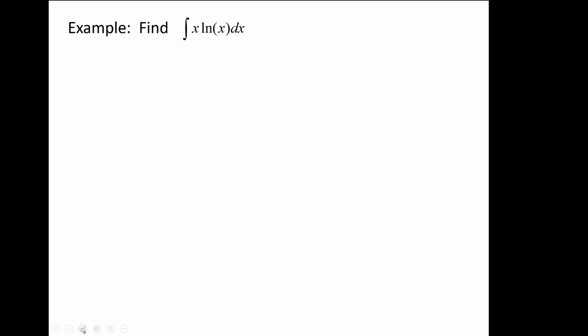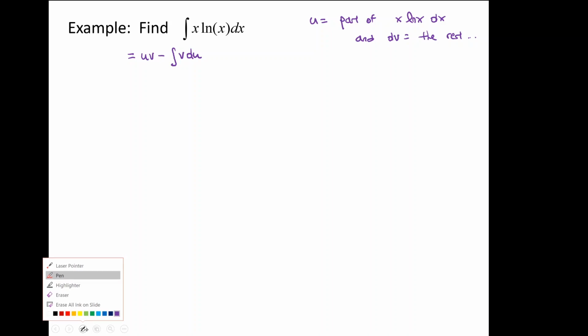But if you try integration by parts, we try to identify that this expression is equal to uv minus the integral of v du. That requires that u is equal to part of x ln of x dx, and dv equals the rest of that. So we have two options. Option 1.